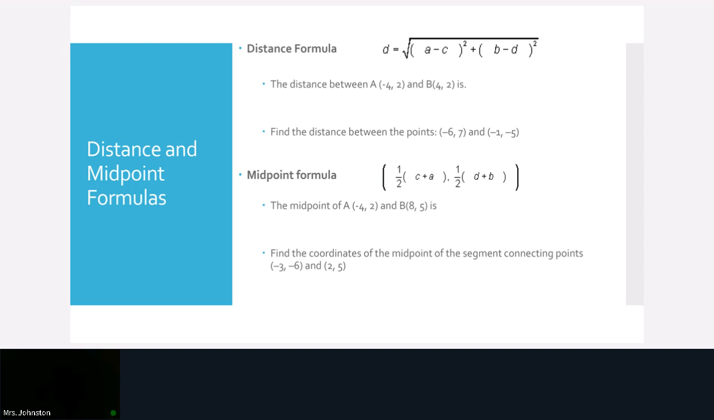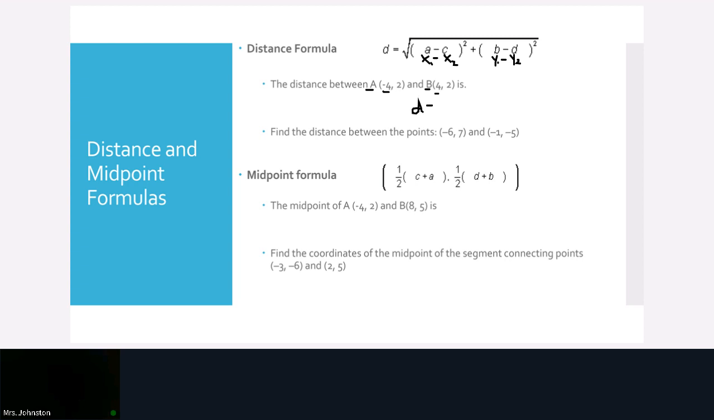Two formulas became very important as we were working with coordinate geometry. One is the distance formula and one is the midpoint formula. And these are written slightly differently than you see in your lessons. You might have seen this as x1 minus x2 and as y1 minus y2. And that'll make sense as we do one together. If you wanted to find the distance between point A and point B, you would take the 2 x values, the -4 and the +4, and put them into the formula.